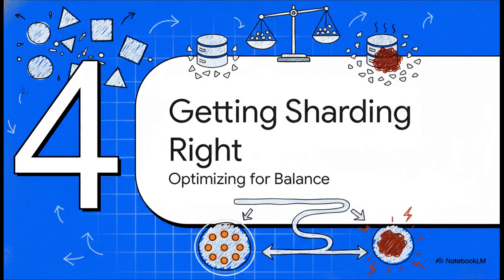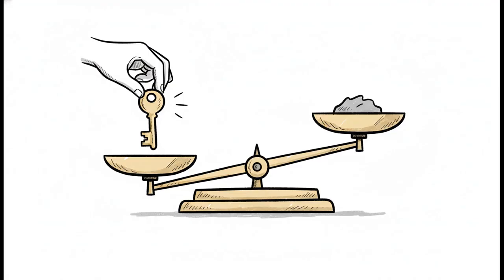Okay, so we've got our 4 strategies. But just knowing the playbook isn't enough, right? You have to know how to execute the plays. So let's talk about getting sharding right, because it is all about finding and maintaining that perfect balance. Really, this comes down to a few key principles.